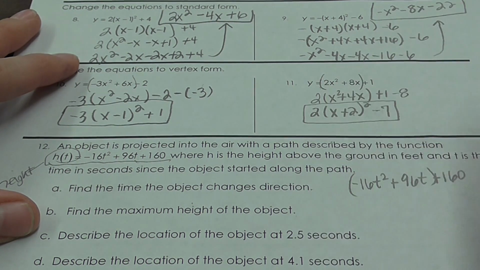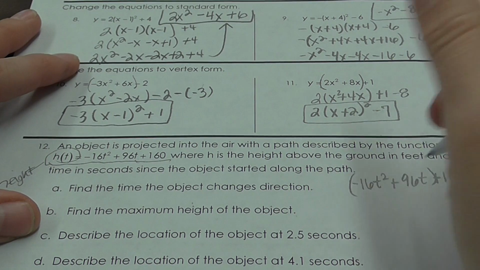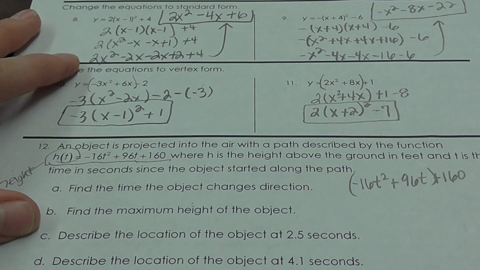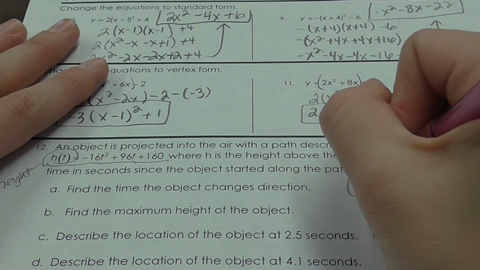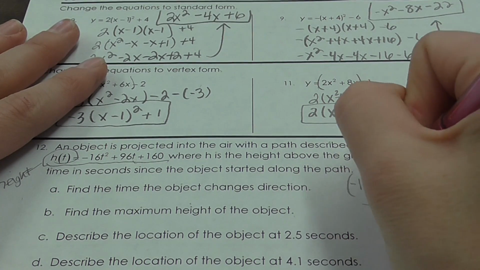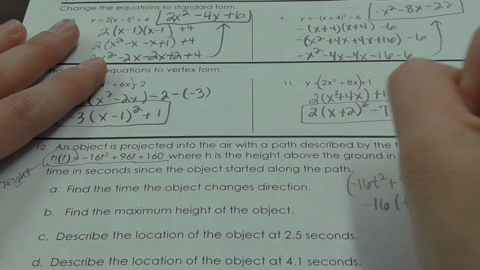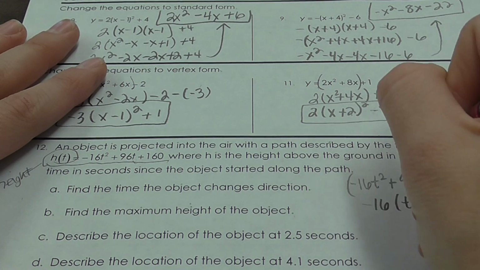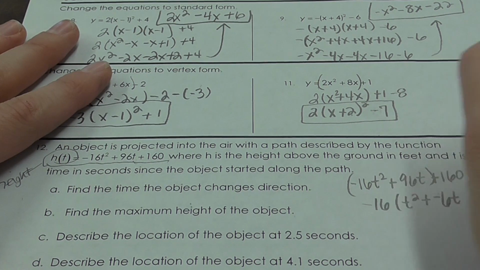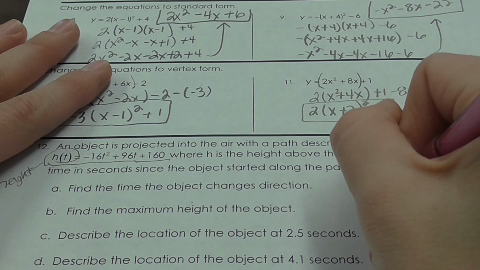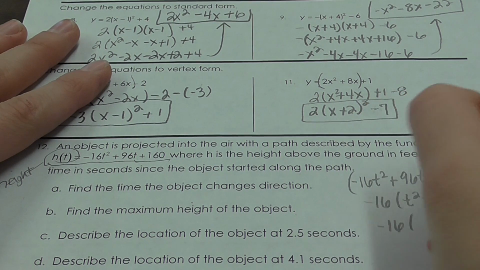I'm going to change it to vertex form. Now you could also plug it into your calculator and look at where it mirrors each other and figure out where your vertex is that way. I'm just going to change it to vertex form. Negative 16 comes out, I get my t squared plus, and then 16 divided into 96 will be negative 6t plus 160. So we're going to go negative 16, now we're doing the shortcut.